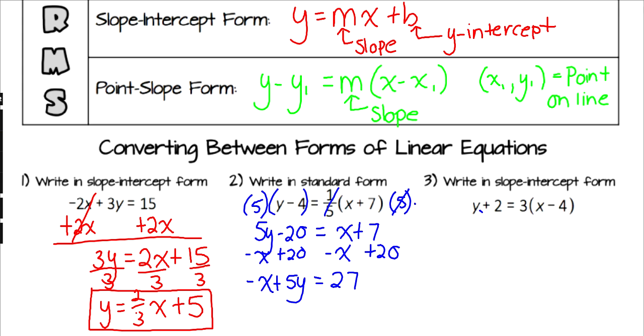It is also possible, in general standard form, we often want that x term to be positive. So another way to write it is to multiply everything by -1 so that we get that x term to be positive. So if I multiply everything by -1, I would get positive x minus 5y equals negative 27. So that's another way to write it in standard form with a positive x term.